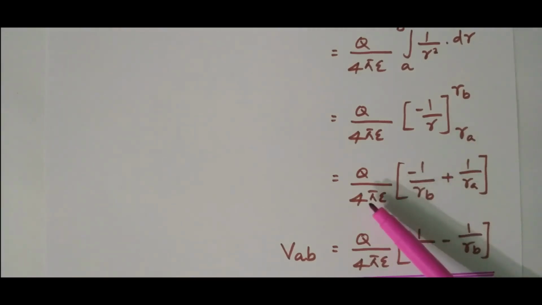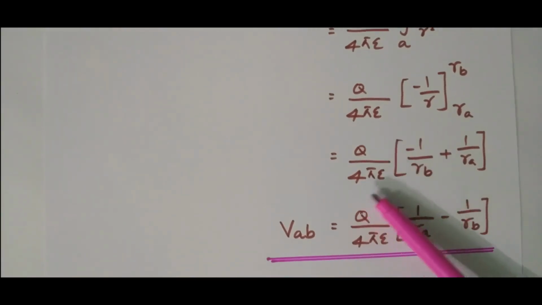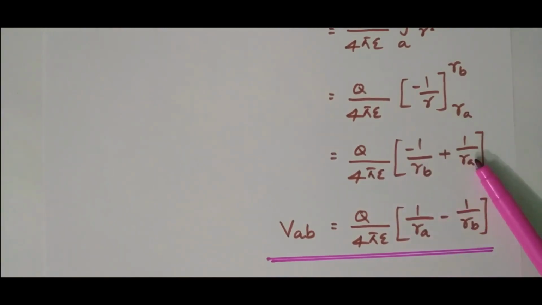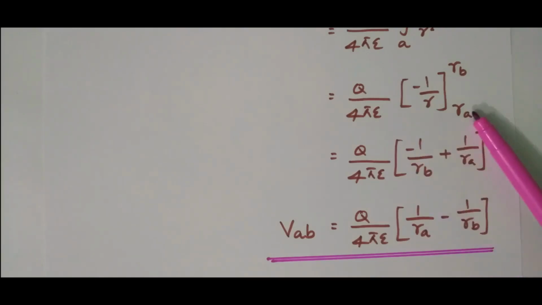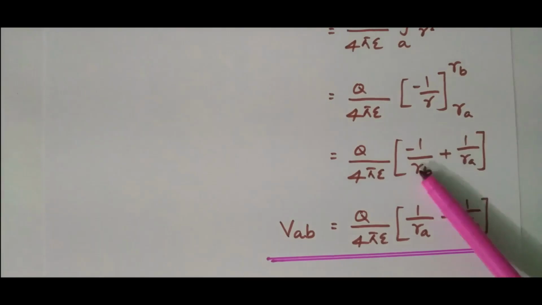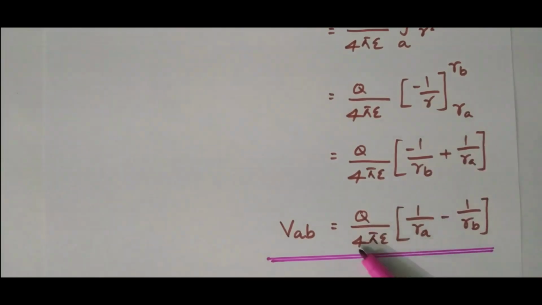Now substitute the limit: q divided by 4 pi epsilon, minus 1 by RB plus 1 by RA. While substituting the lower limit, the minus becomes plus. So we rewrite this as q divided by 4 pi epsilon into 1 divided by RA minus 1 divided by RB. That is the potential difference between the two points A and B, represented as RA and RB.